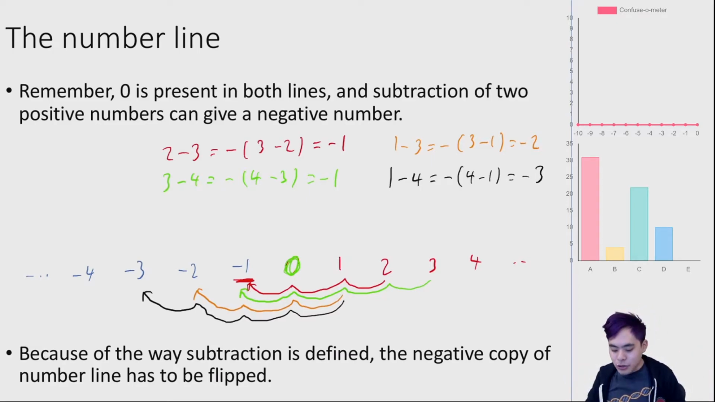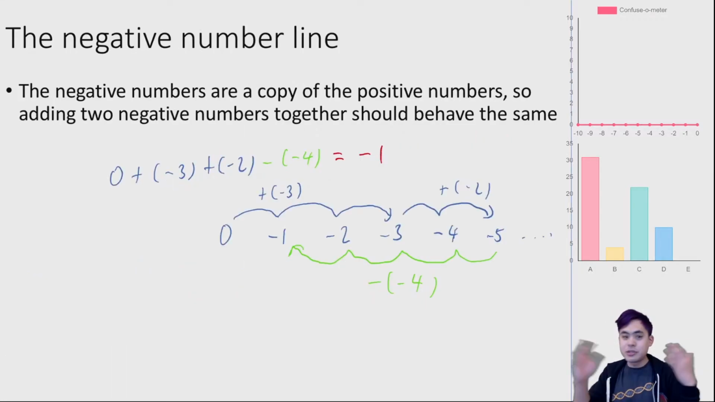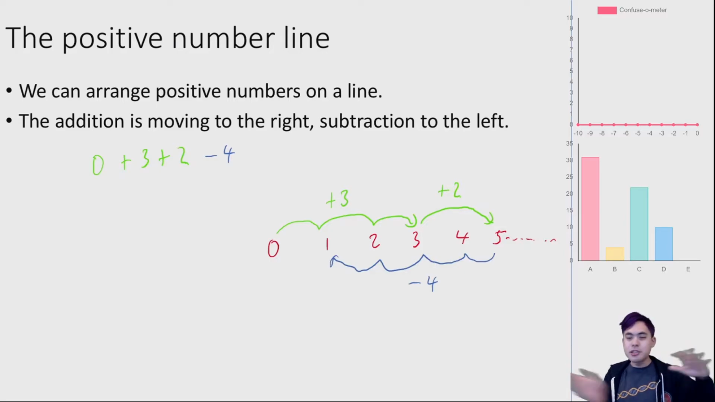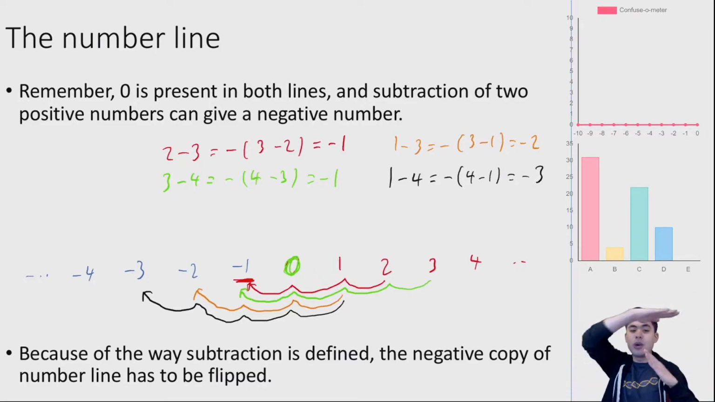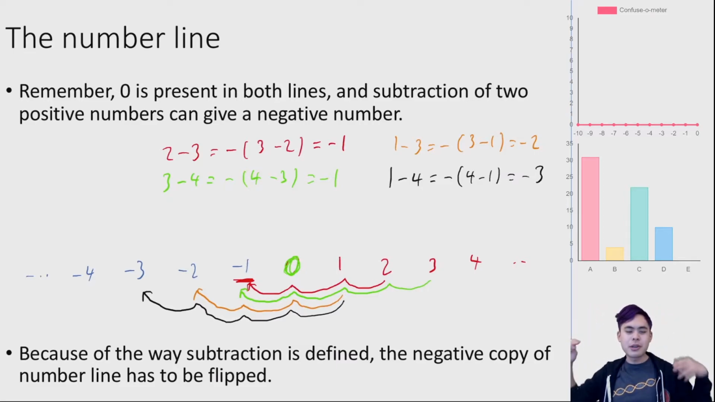So basically what we wanted was this definition of addition and subtraction. We wanted addition to be moving to the right, subtraction to be moving to the left. And if we want that to be consistent, if we want subtraction giving negative numbers to also be moving to the left, then you're forced to flip it in the way that we did. And so this is why it's just one single number line instead of, say, one line going horizontal and one line going vertical, because we want this definition of subtraction to be consistent across the entire line.